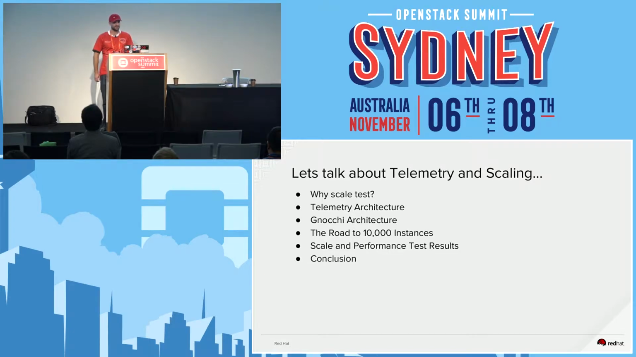So let's talk about telemetry and scaling. We'll talk about why we scale test. We'll take a quick look at the telemetry architecture, the Gnocchi architecture, the road to 10,000 instances, and then we'll go over some scale and performance test results and finish with a conclusion.